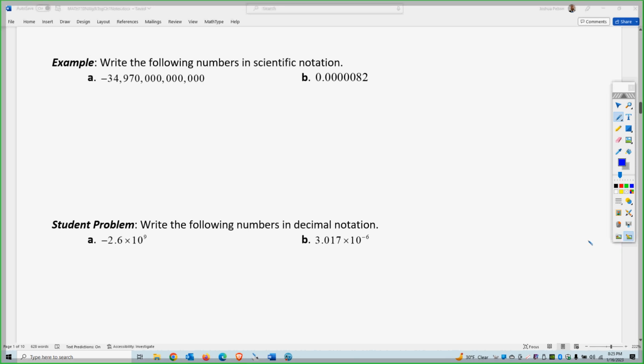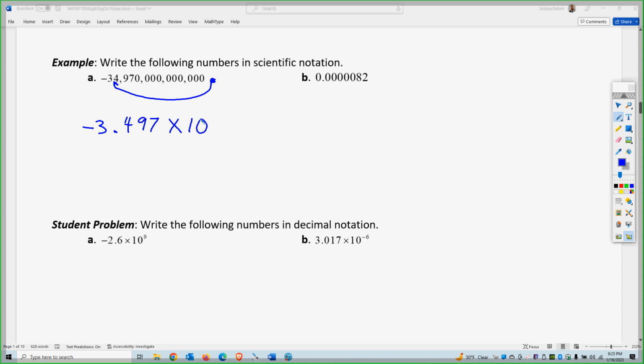All right, so you're going to write these in scientific notation. Basically, the decimal has to go from here to here, because I can only have one number between 1 and 10, but not including 10. So 0.497 times 10 to some power.